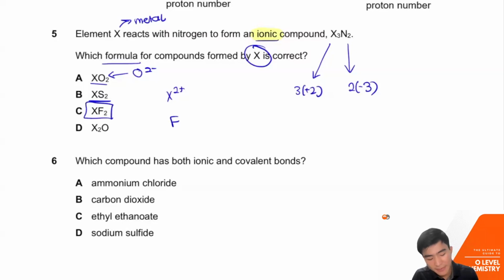Because fluorine is F minus, which means if I have 2 fluorine and 1 X2 plus, they will be able to cancel each other out, right? So this one is your correct answer for question number 5. Now, option D is also wrong because you know that X is 2 plus, so this one becomes plus 4. Be O2 minus, also wrong.